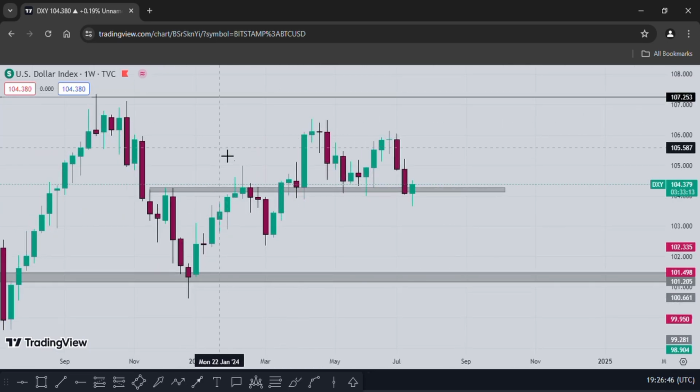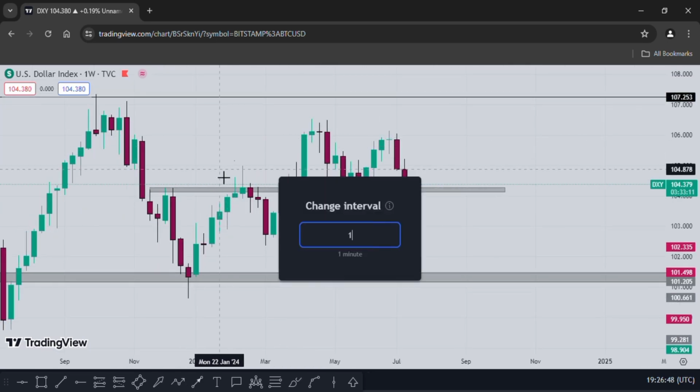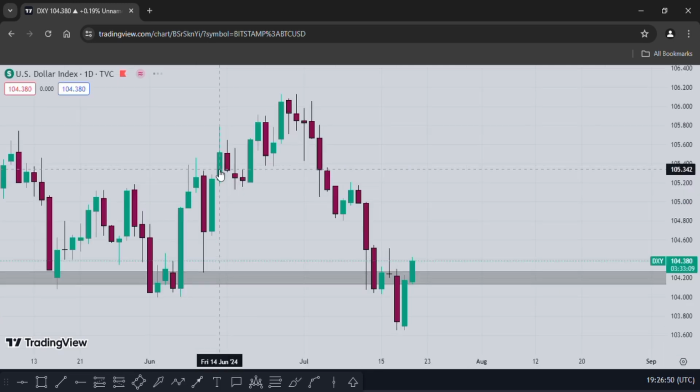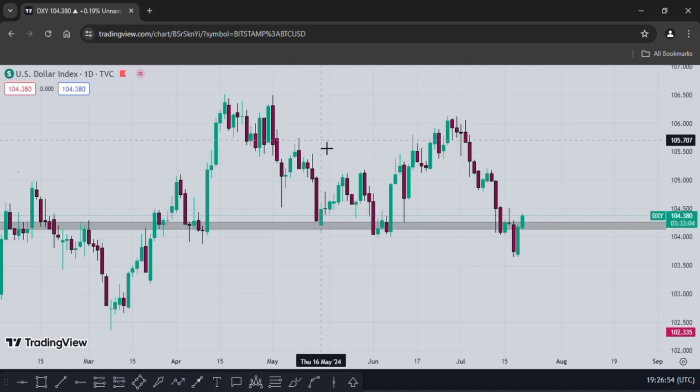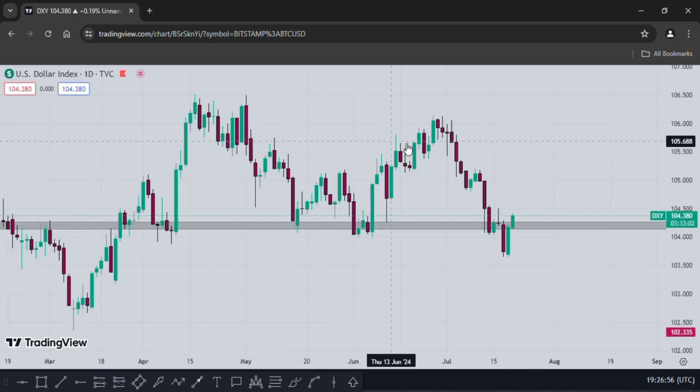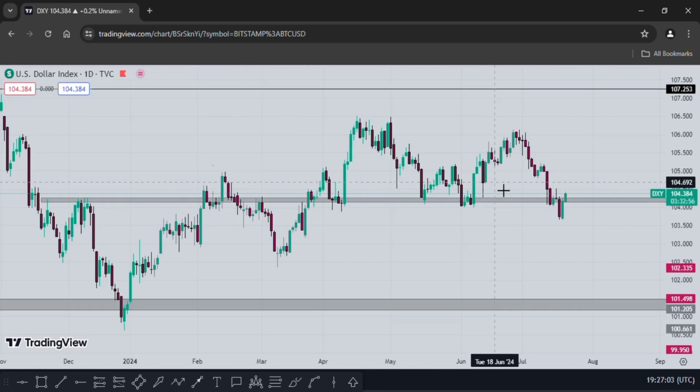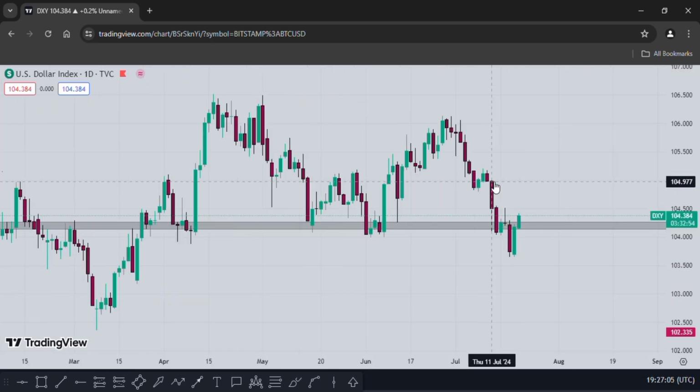Then I went over to my daily time frame to spot my entry chart pattern. So coming over to the daily, this is what I saw. I saw something like a double bottom, but the second leg is longer than the first leg, which happens at times, which happens most times.